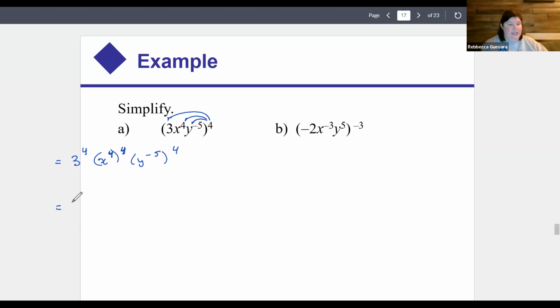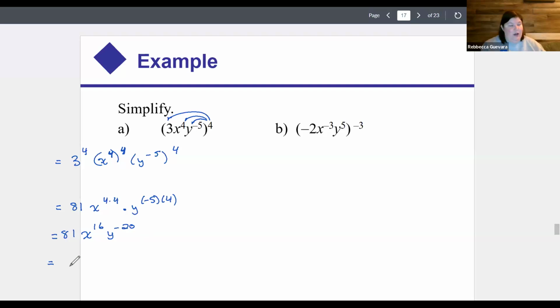So what I'm going to have here is 3 to the 4th, so that's going to be 81. I have x to the 4 to the 4, and if you remember by that power rule that we had, that is just x to the 4 times 4, because I'm multiplying my powers. I have y to the negative 5 raised to the power of 4, so that's just y to the negative 5 times 4. So 81, and 4 times 4 is 16, so x to the 16. And then we have y to the negative 5 times 4, so negative 20.